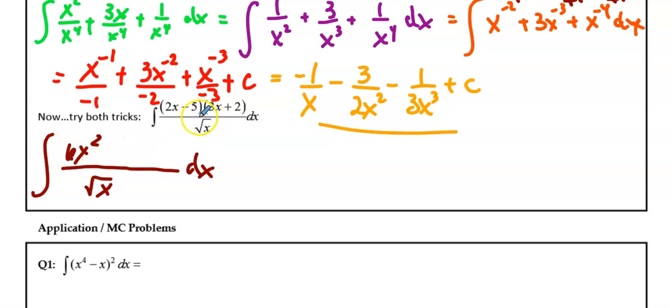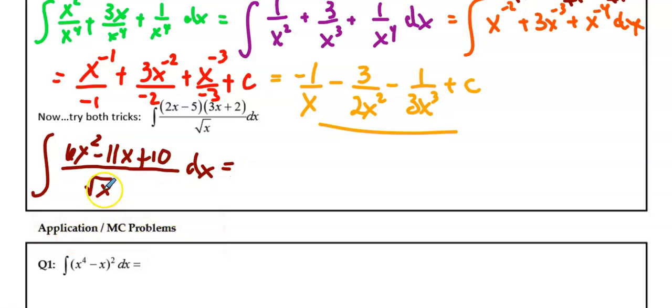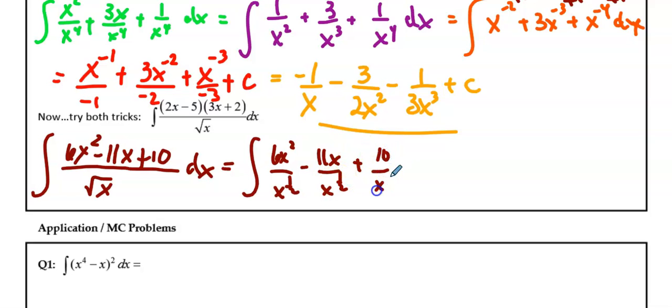We would have minus 15x plus 4x is minus 11x. And then -5 times 2 is going to be plus 10. So we would FOIL this first, and then this is to the 1/2 power, right? So this is the 1/2 power. So we'd have 6x squared over x to the 1/2 power, minus 11x over x to the 1/2 power, plus 10 over x to the 1/2 power dx.